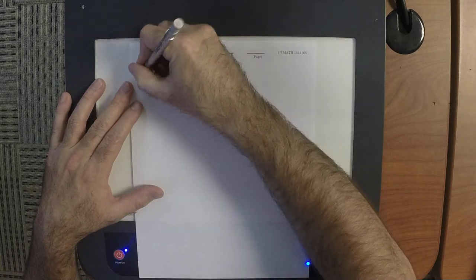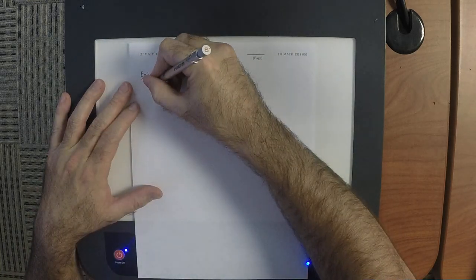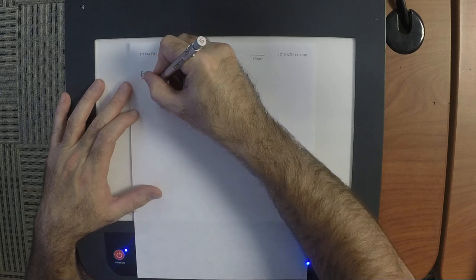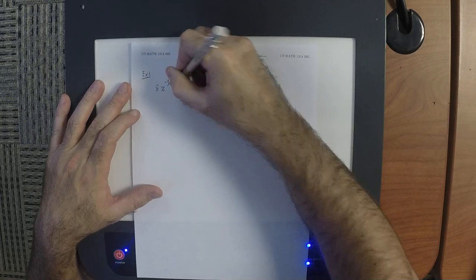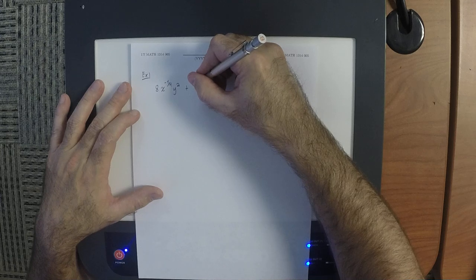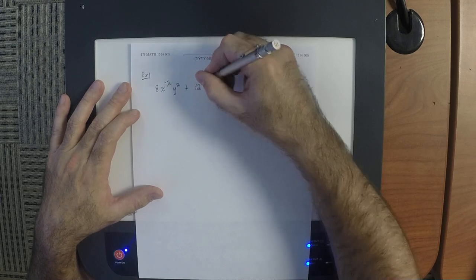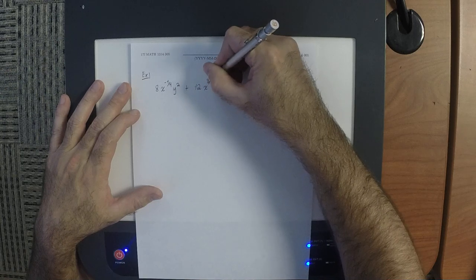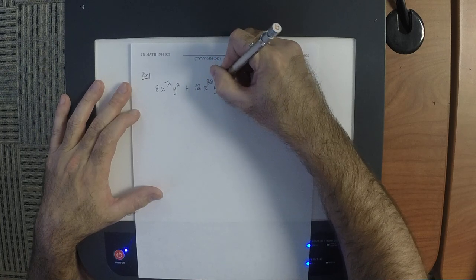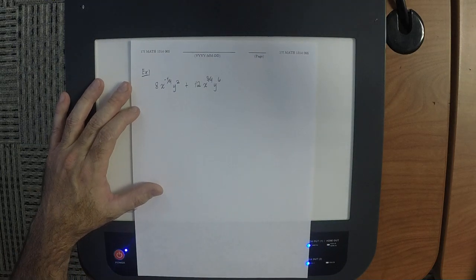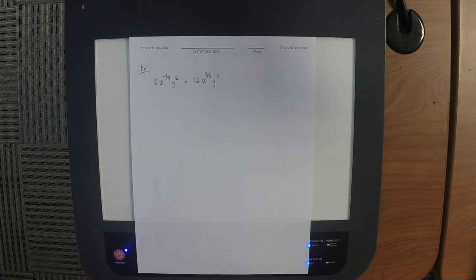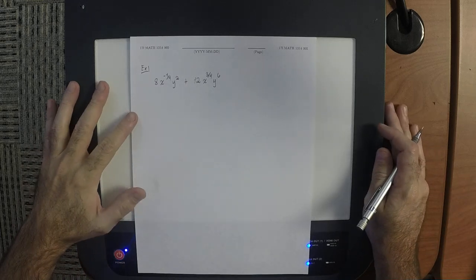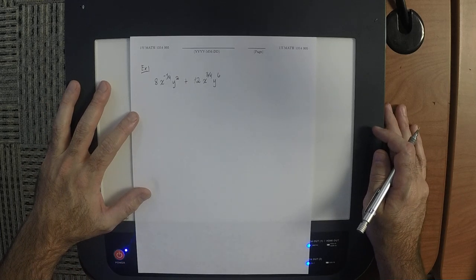This is okay. So, as if that wasn't fun enough, how about 8x to -1/4 y squared plus 12x to 3/4 y to 6. So what's the exciting new thing that's introduced in this exercise? Fractional exponents. Exciting.